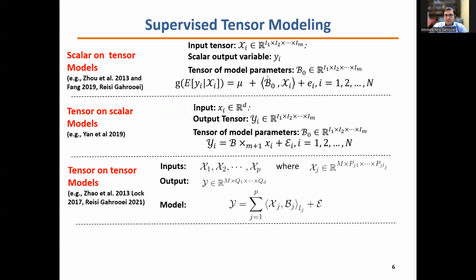The goal is to estimate the output given the input tensor using this model. In this model, a transformation of the expected value of y given the input is a linear model. And the goal is to estimate the parameters of this model.